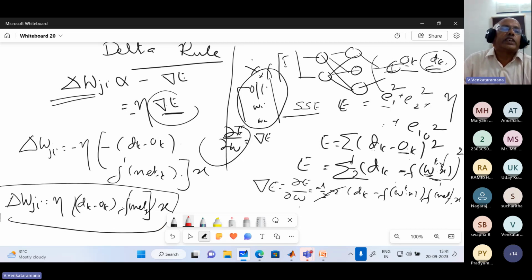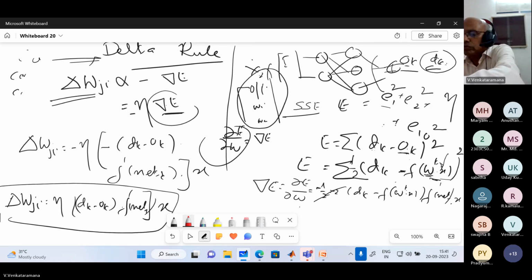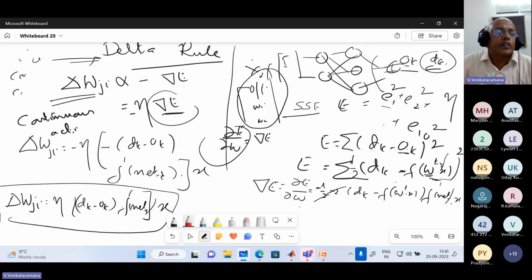Delta rule, what is the requirement? The requirement is that you require a continuous activation function. Whether it is the sigmoidal activation function or a tan hyperbolic activation function, you can consider. Okay.